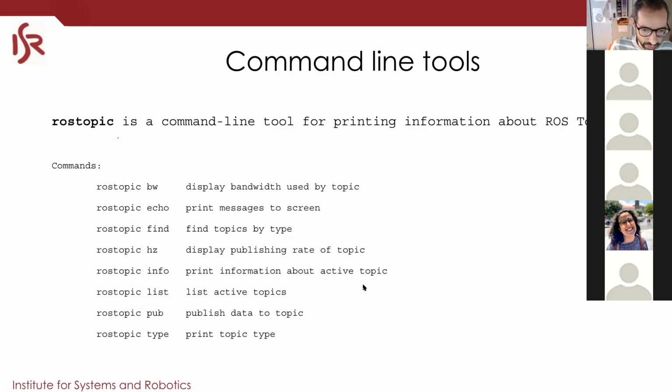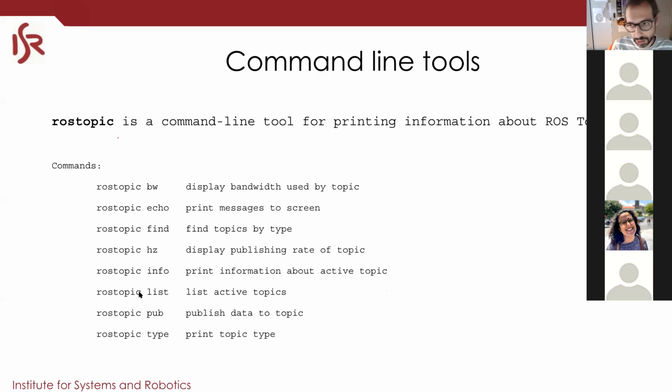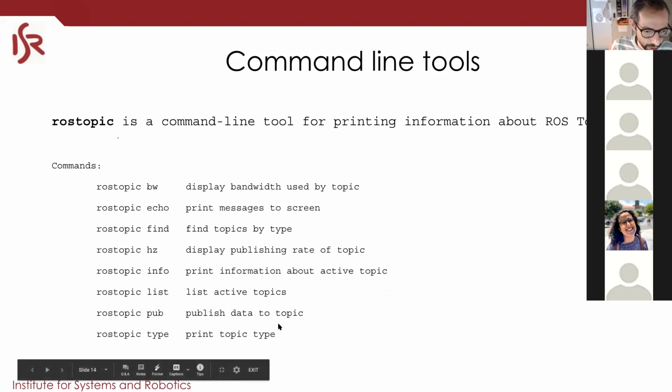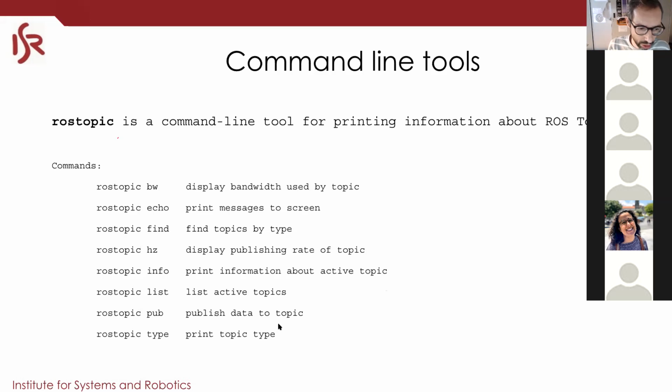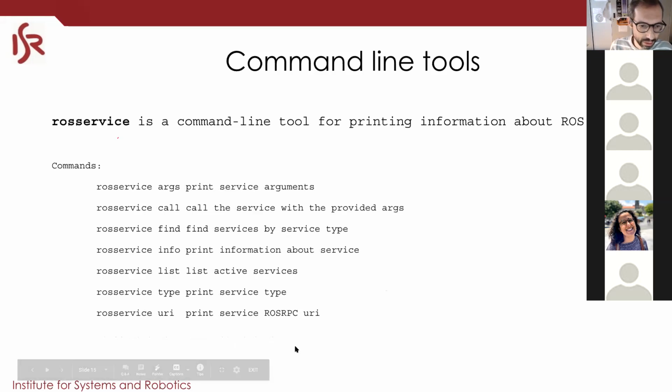rostopic info, very, very useful, tells you everything about the topic. In particular, rostopic info will tell who is subscribing and who is publishing to that topic. rostopic list, of course, lists all of the topics. rostopic pub allows you to publish from the command line to a topic. rostopic type tells you the type of the topic. And something similar exists for services.